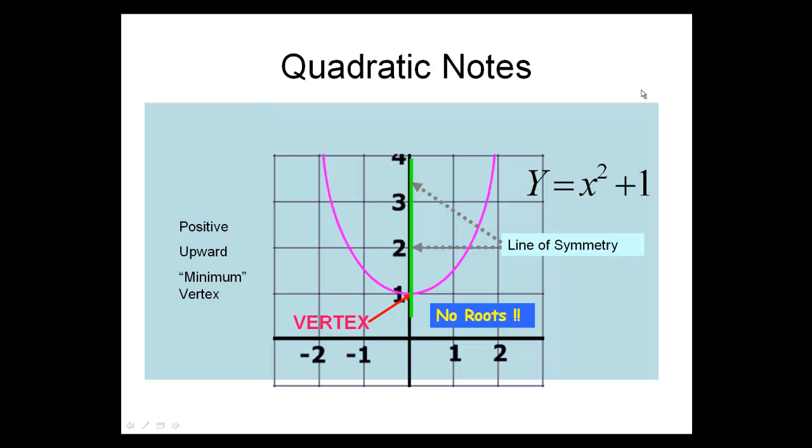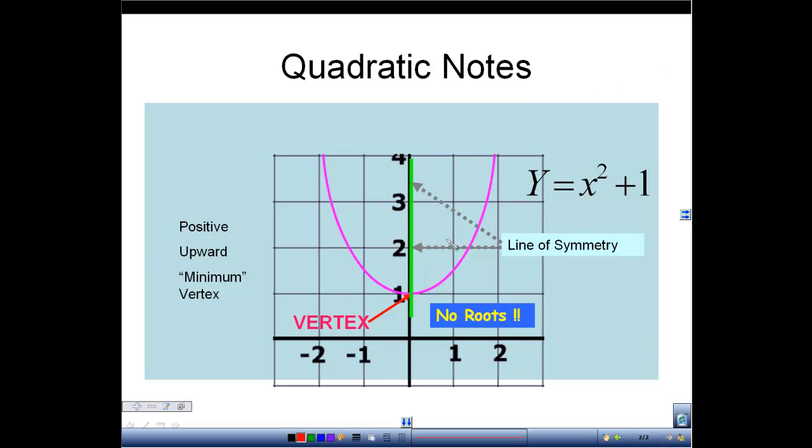Okay, so we have several parts of the parabola. First thing we're going to look at is the vertex. The vertex has 2 points to it. The vertex is an ordered pair, and it's right there. That would be the minimum. It's a positive parabola. It opens up and goes upward, and it has a minimum vertex. This particular one has no roots. Roots is where it crosses the x-axis, and this parabola does not cross the x-axis.